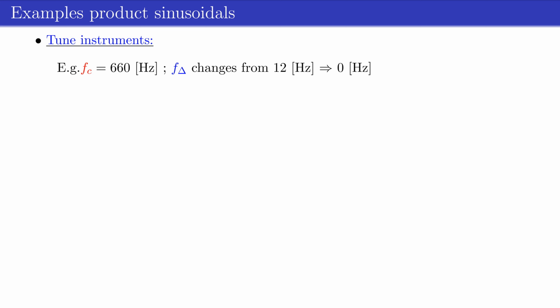As long as the frequency of the instrument deviates from the exact frequency, the sum of both sounds is a beating sound. The following sound is an example in which the exact frequency is a pure tone of 660 Hz, while the deviation of the other tone changes from 12 Hz to 0 Hz.